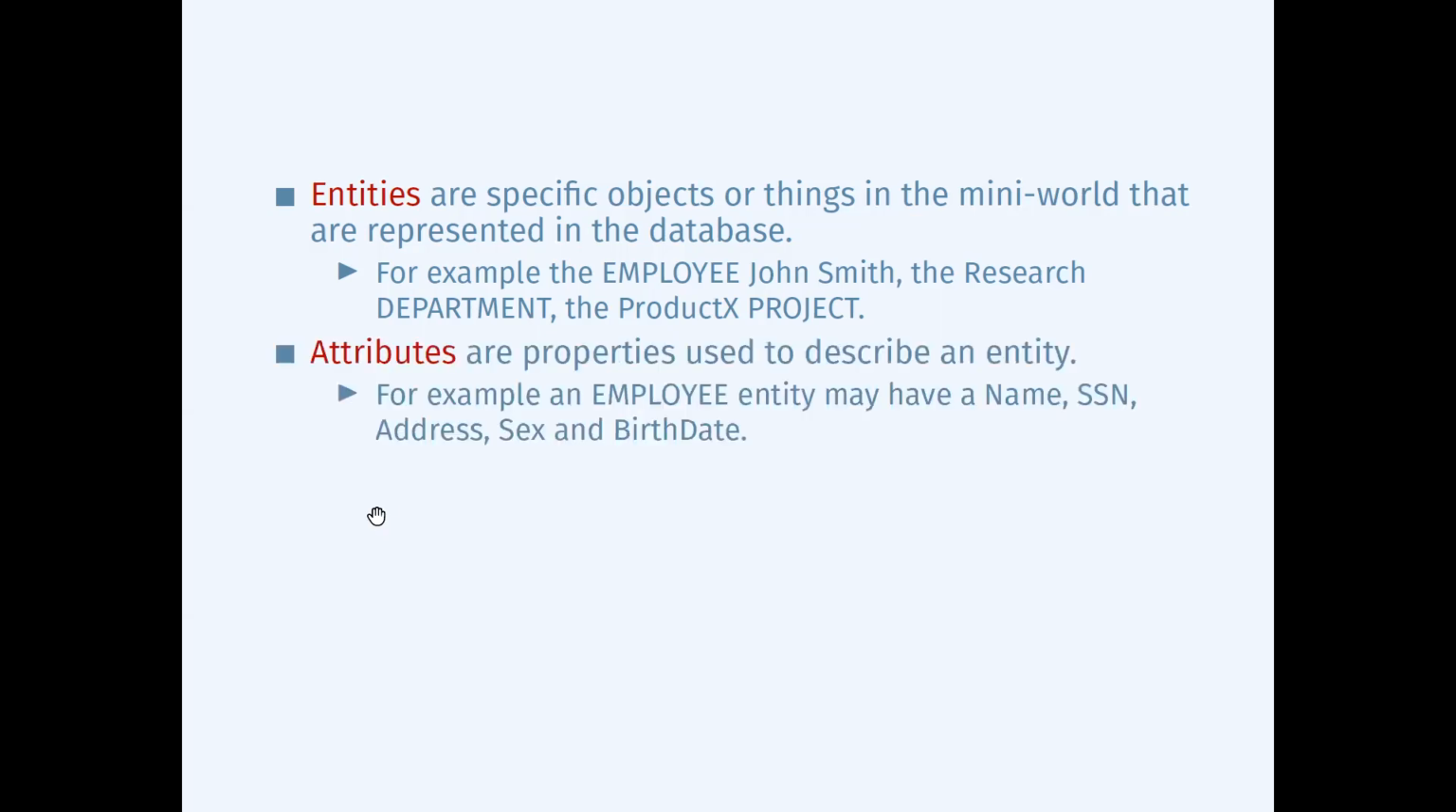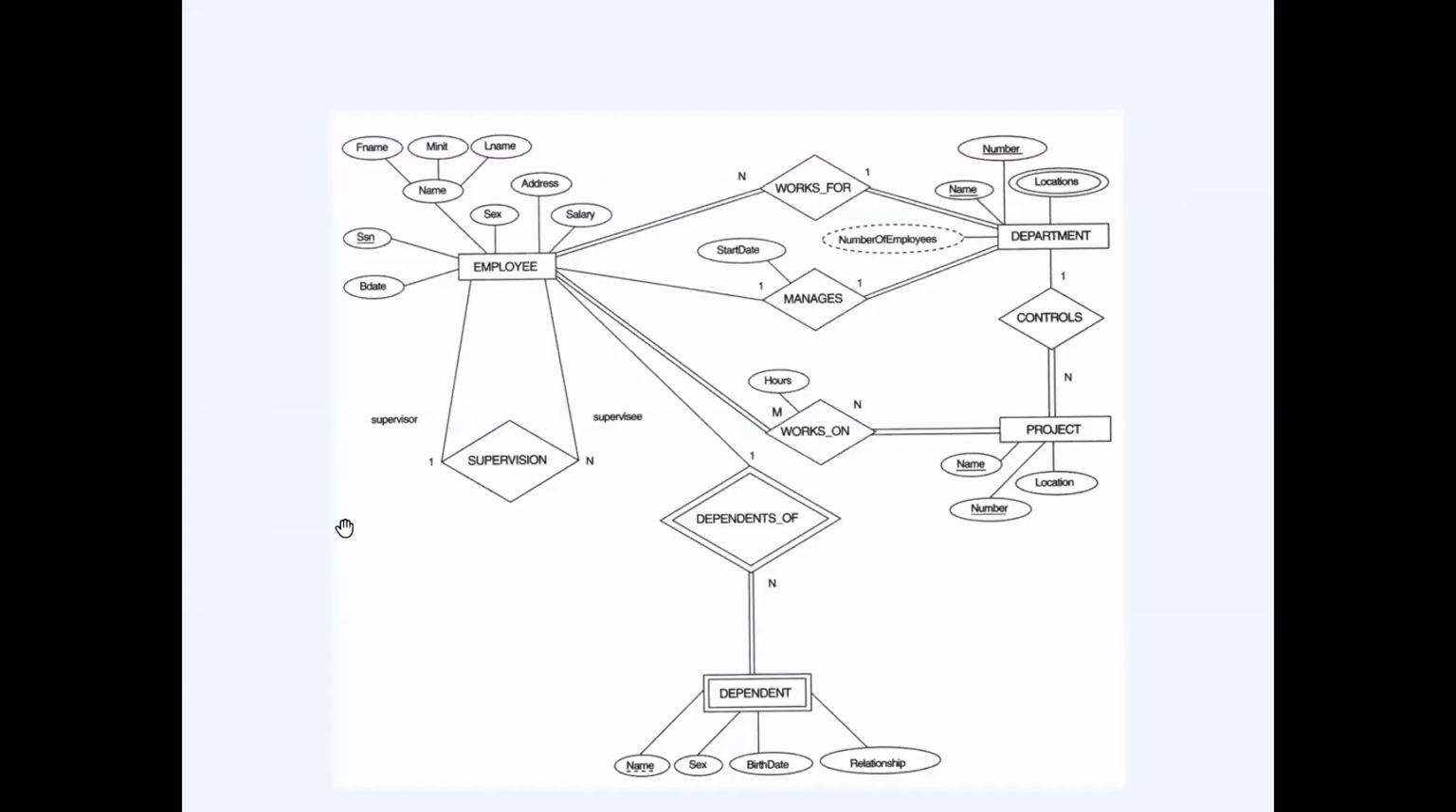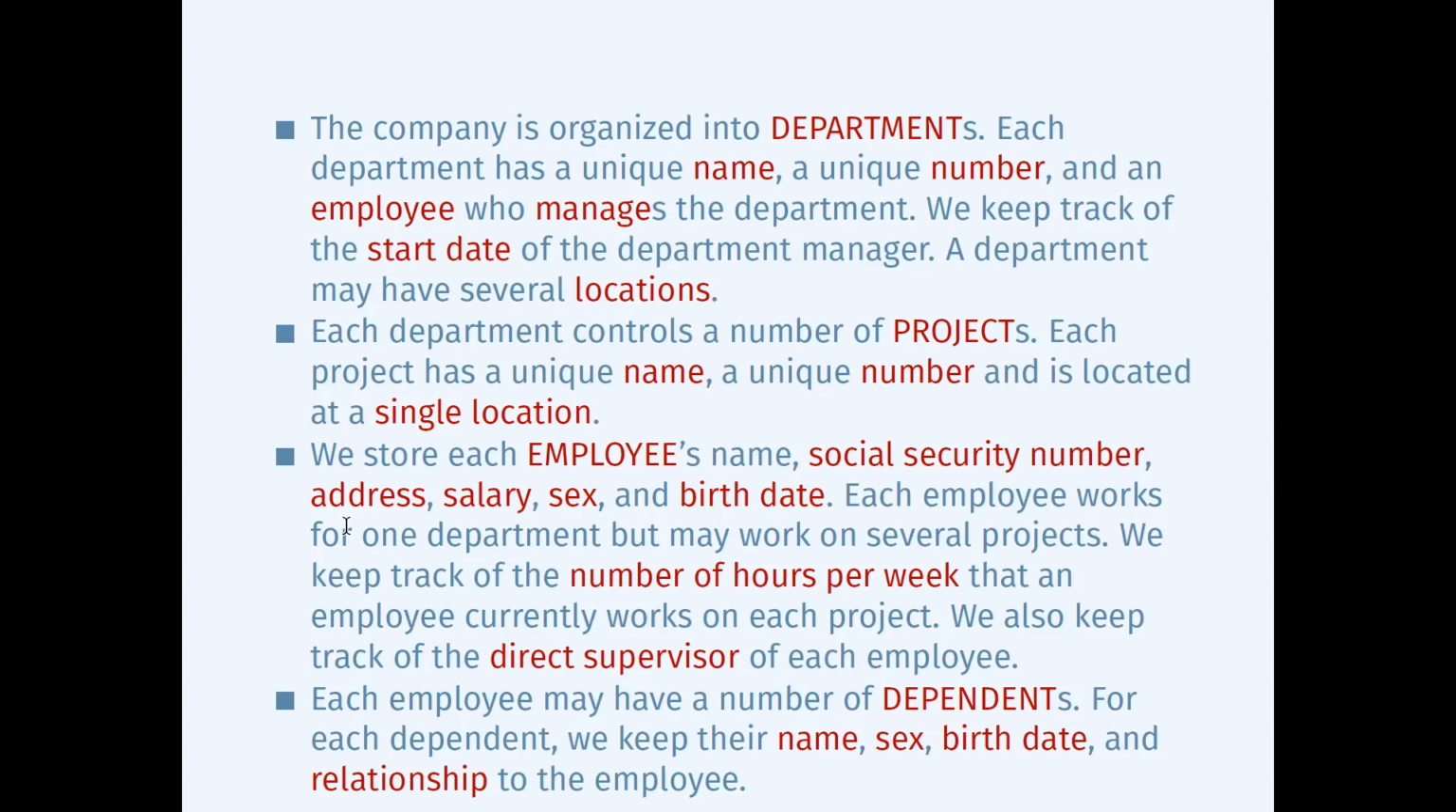Second one is attributes. Now, attributes means the properties which describe the entity. For example, an employee can be described using different attributes like name, social security number, address, and so on. If you go back to our department, the description says department has a unique name and a number. So the attributes are name and number, right? So those are attributes.